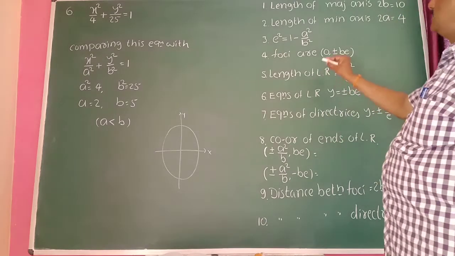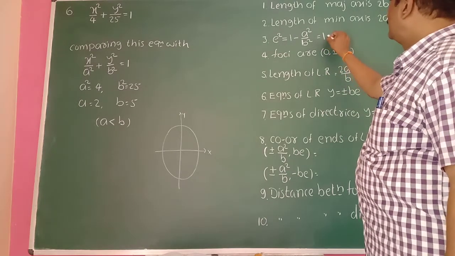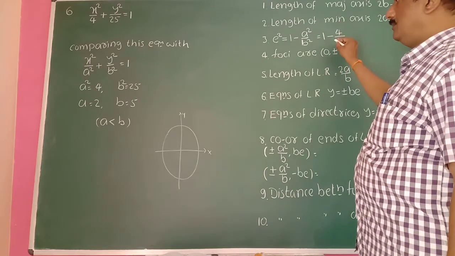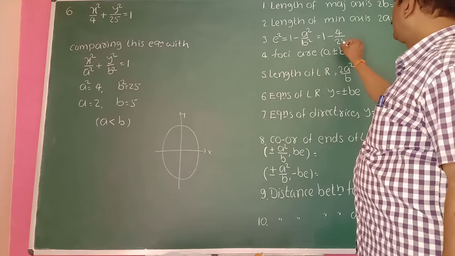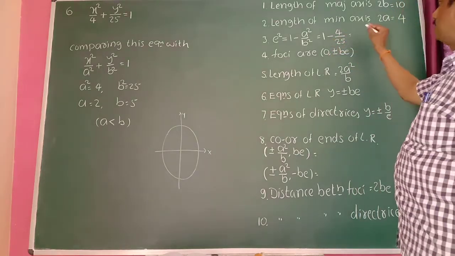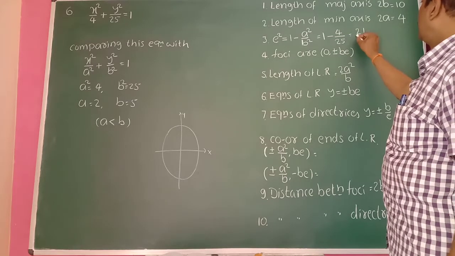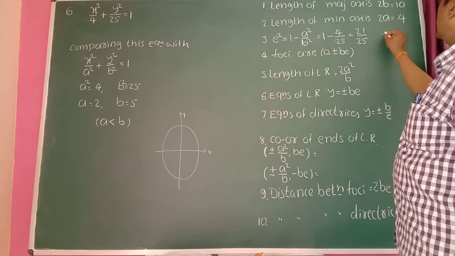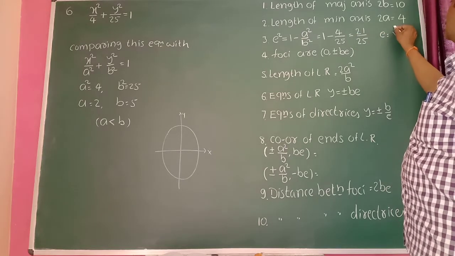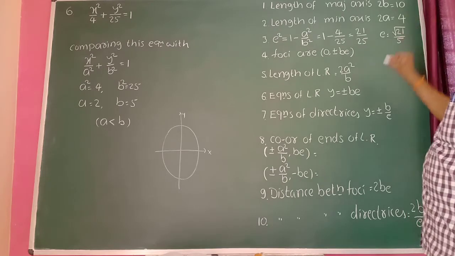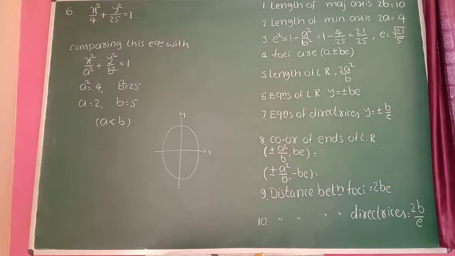And the eccentricity is given by root of 1 minus a square, which is 4, divided by b square, which is 25. 25 minus 4 becomes 21, so 21 divided by 25. Therefore, eccentricity is root of 21 divided by 5. This is the eccentricity.